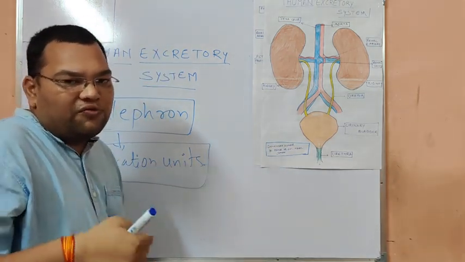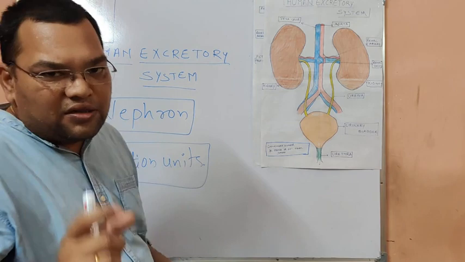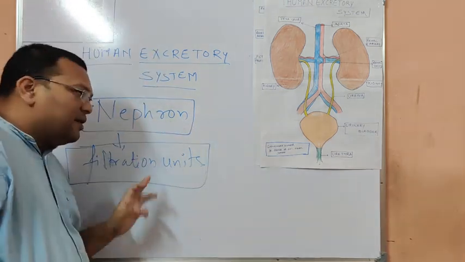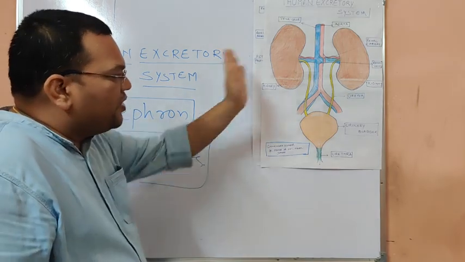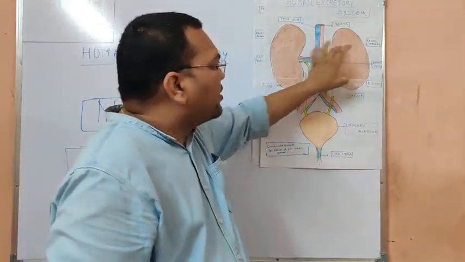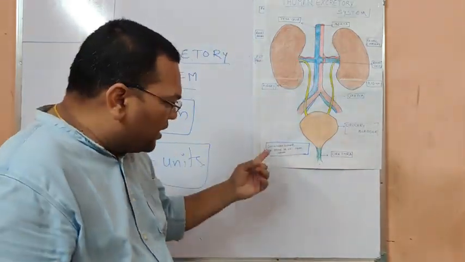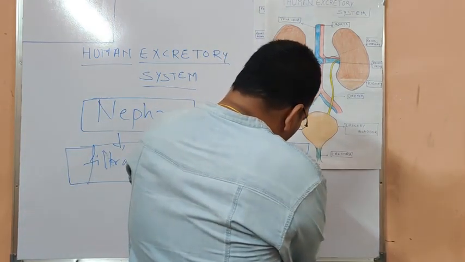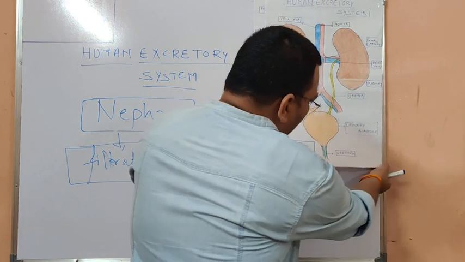How does the blood filter? The blood filters in a small unit which is called the nephron. The nephrons are the filtration unit present in these two kidneys. Below that there is a diagram for the nephron. I already made the diagram for the nephron for you.